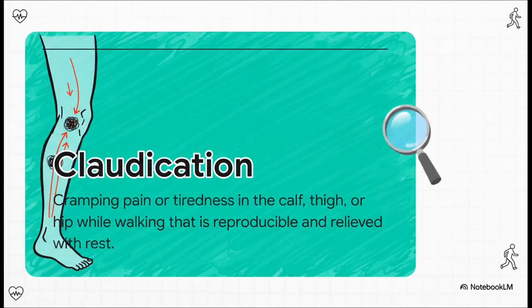So the classic symptom we're looking for is claudication. And what does that really mean? It's pain that's reproducible. The patient says, "Doc, every time I walk about 2 blocks, my calf starts cramping up. And every time I stop, it goes away." That right there is the textbook definition you need to recognize.